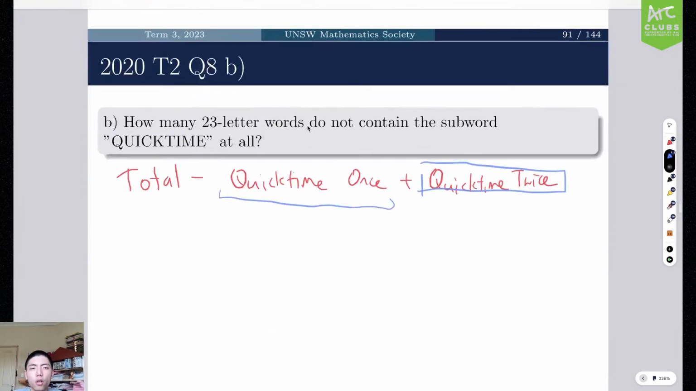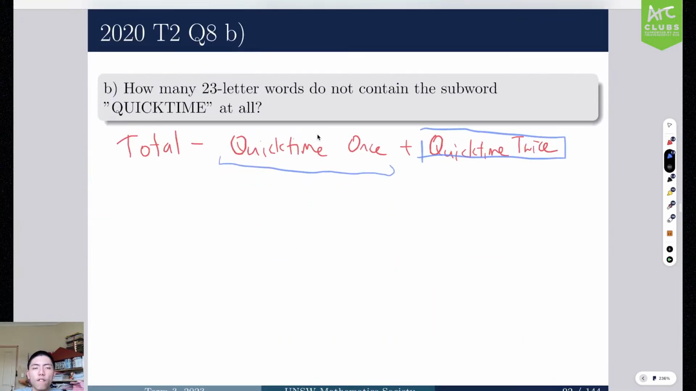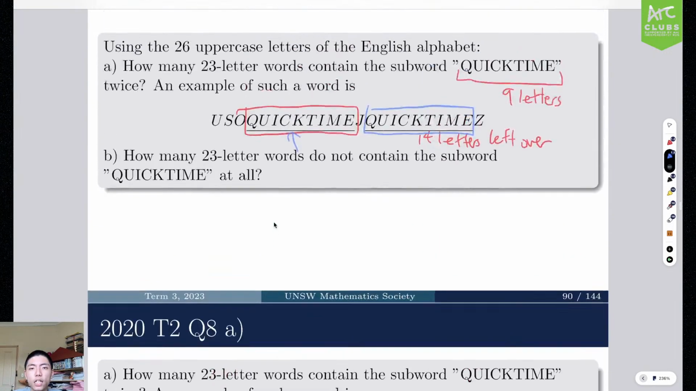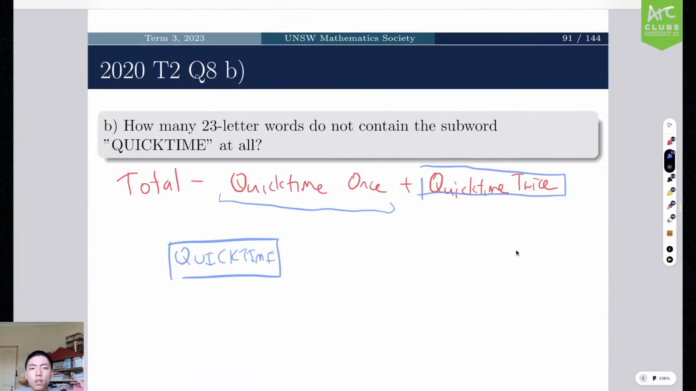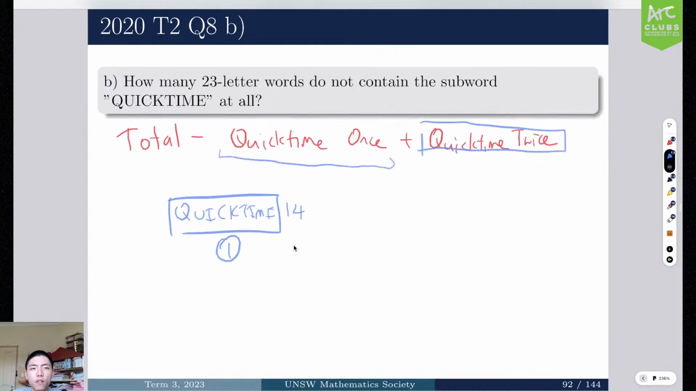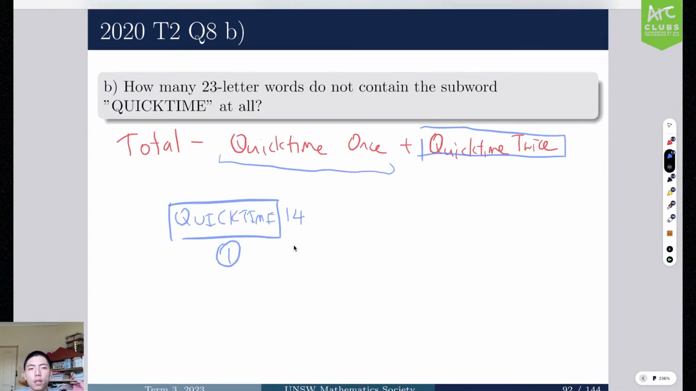Okay, so how do we deal with this? Well, for QuickTime appearing once, if there are 23 letters, and we essentially have just fixed one whole package to QuickTime by itself, then what happens after that is, as we've said before, there would be the 14 letters left over, right? So if there are 14 letters left over, then we treat this thing as one package by itself, and we deal with the 14 letters that are left over separately.